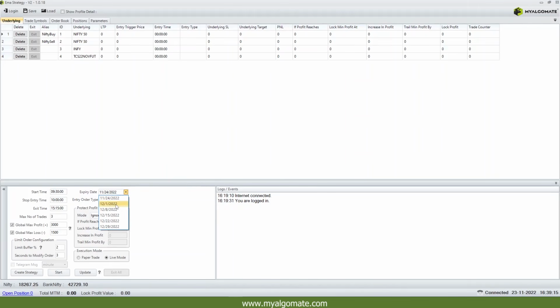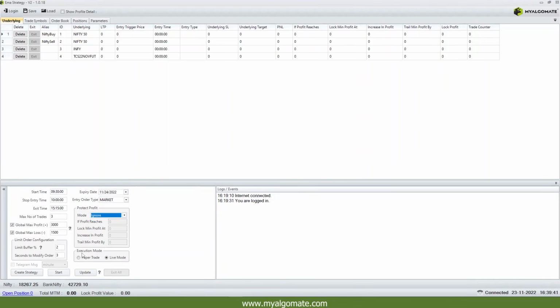You can also select the expiry date. So for options, whichever expiry you want to go with, you can select whether you want the nearest weekly expiry or monthly expiry. You can select it from here. There is a protect profit option given at a global level also, which is similar to what I have explained at stock level. So this is the same concept, but it will be applicable on the total P&L generated by the algo.